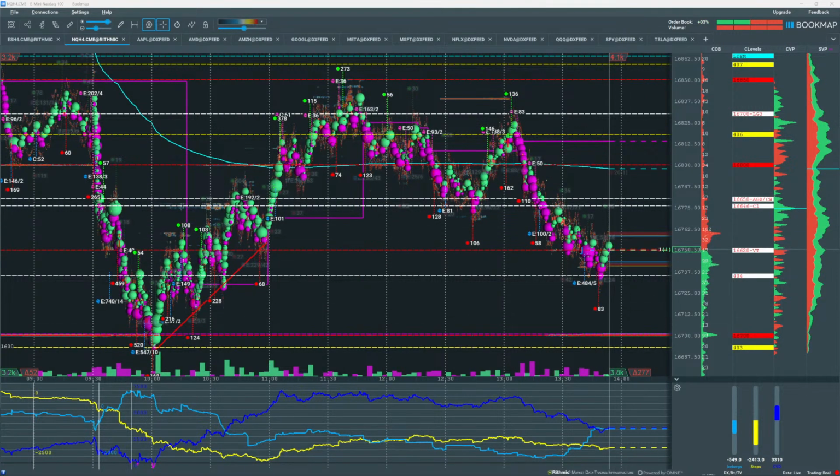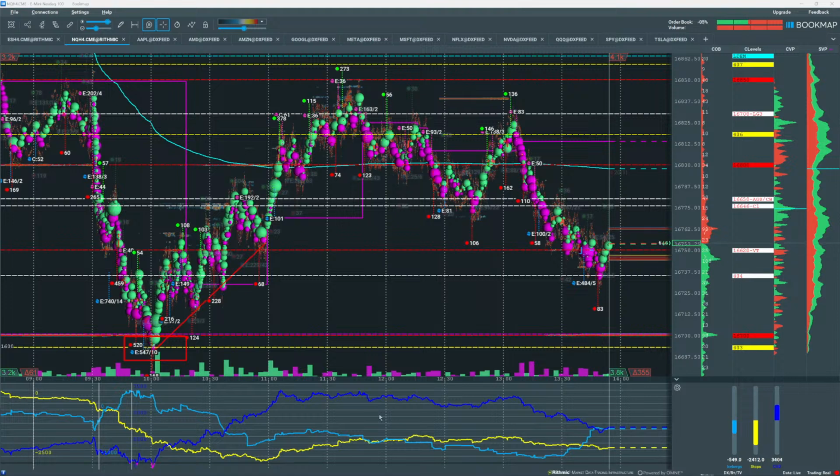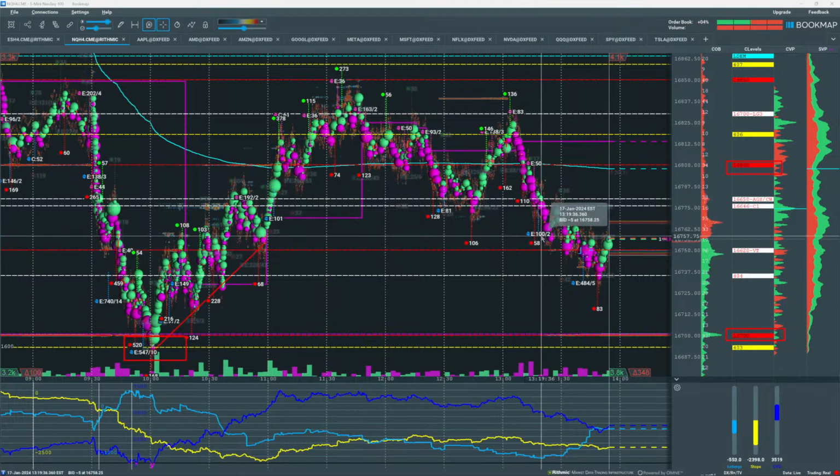And then here's that 403 level, QQQ 403 level, that acted as support earlier today. All right, so on this chart I have NDX levels, QQQ levels, and then other round number levels for NQ. There's the 16,700, 800, also the lower daily expected move. So NQ is trading below its lower daily expected move. We'll take a look at setups in a few minutes.